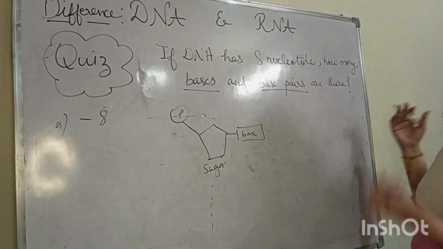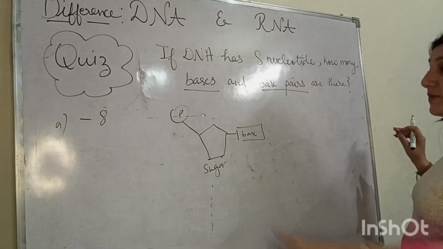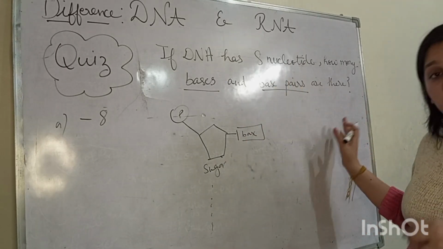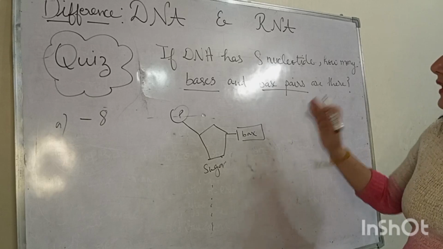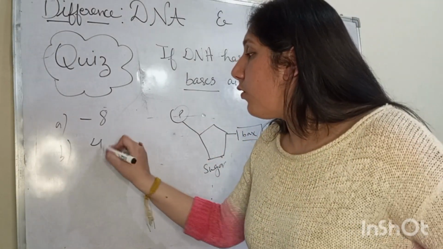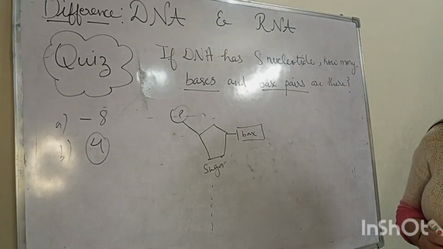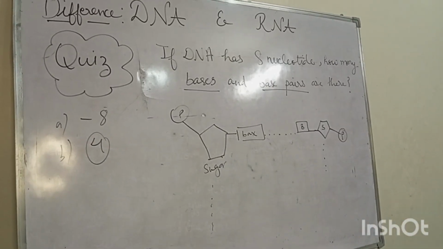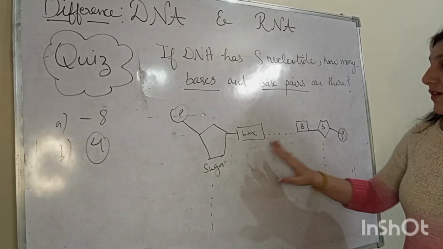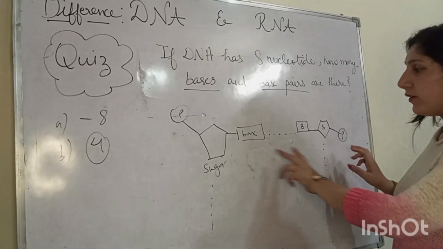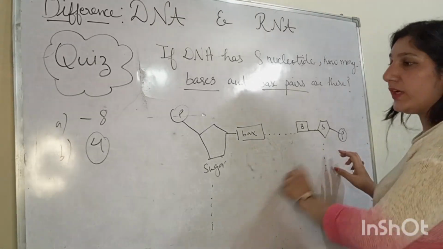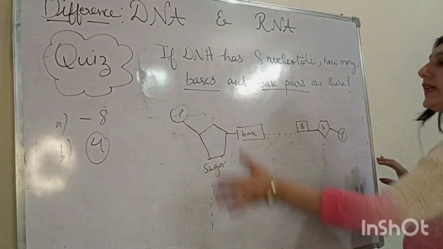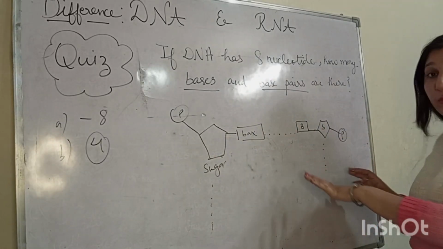Now how many base pairs are there? As I told you, these bases exist in the form of pairs. So there will be 4 pairs. Clear students? This way the pairs are formed. In the first pair, two bases are accommodated. So in 4 pairs, all the 8 bases will be accommodated.